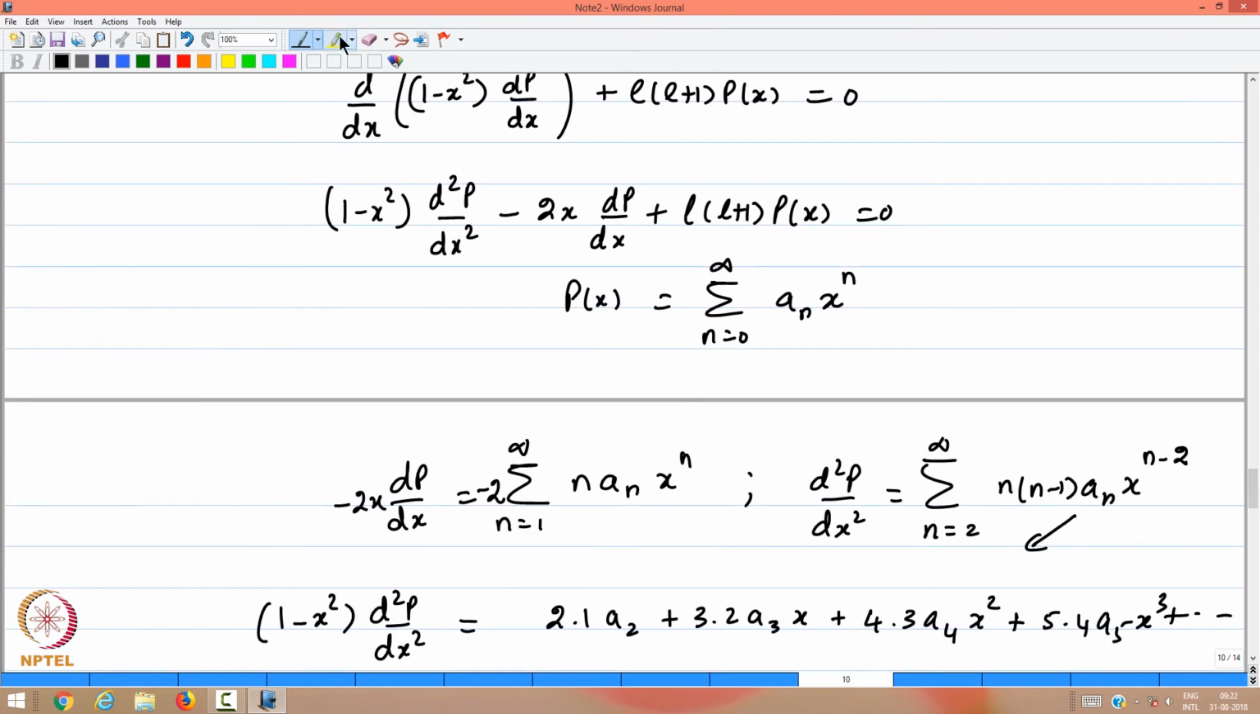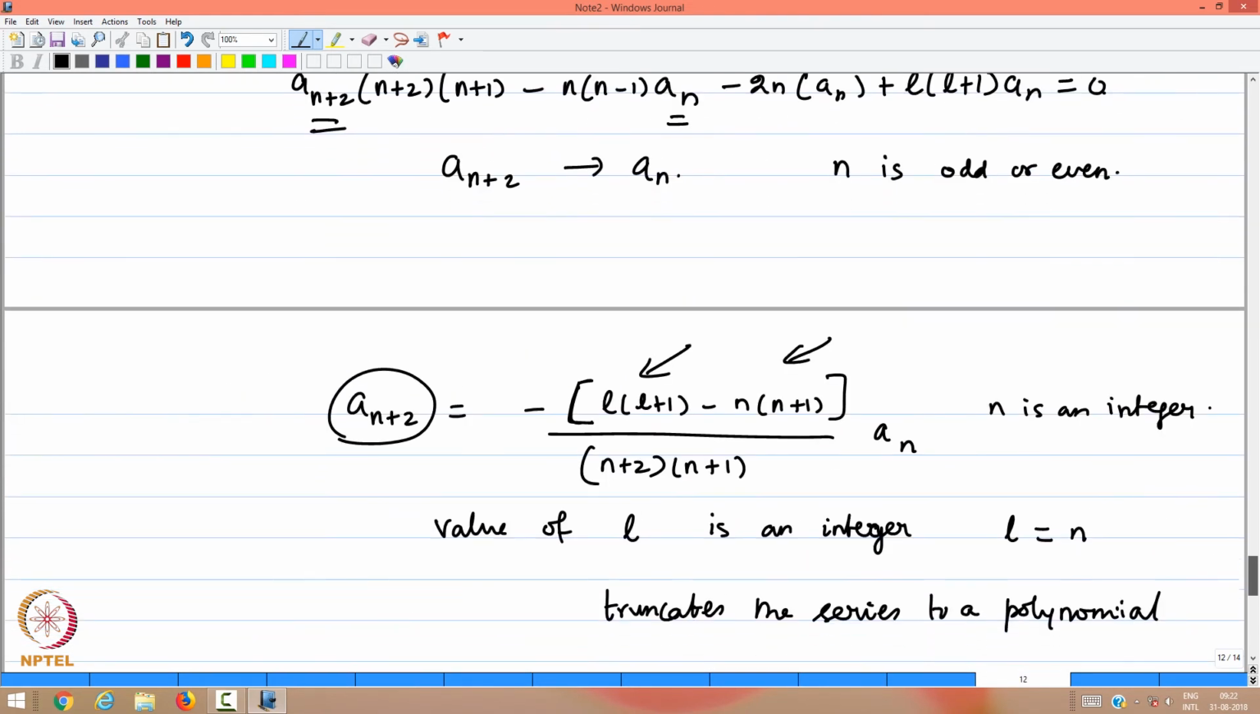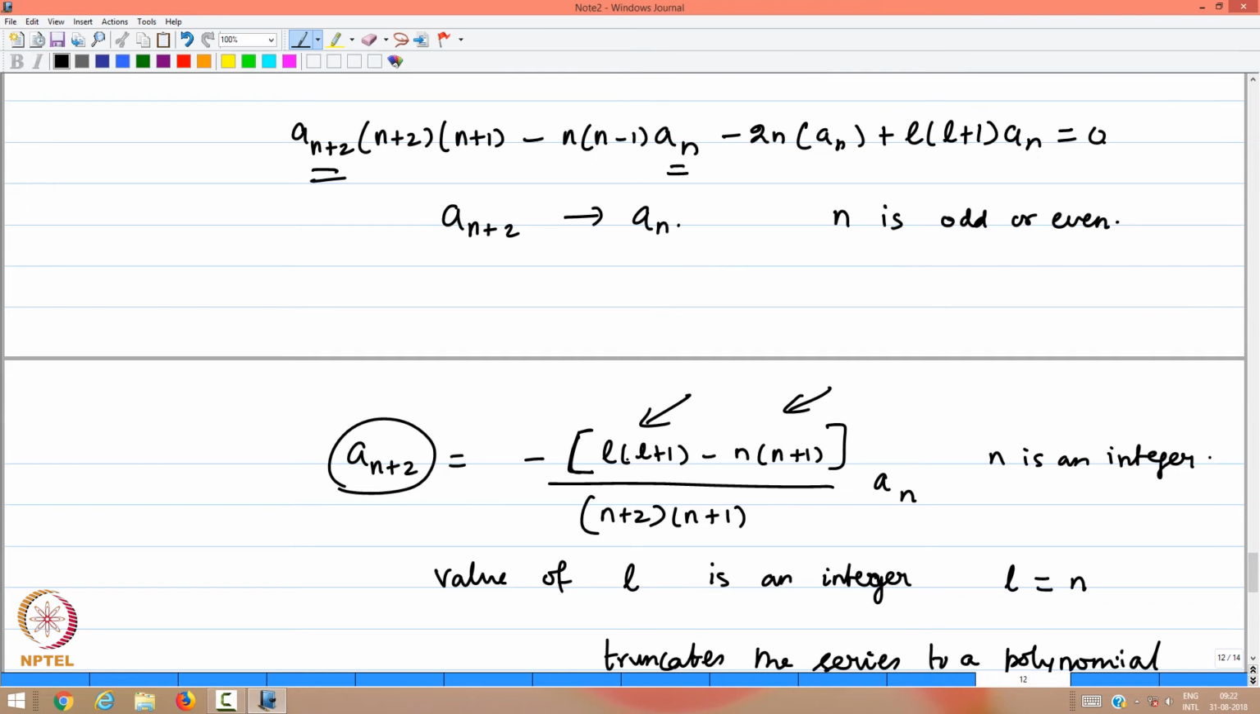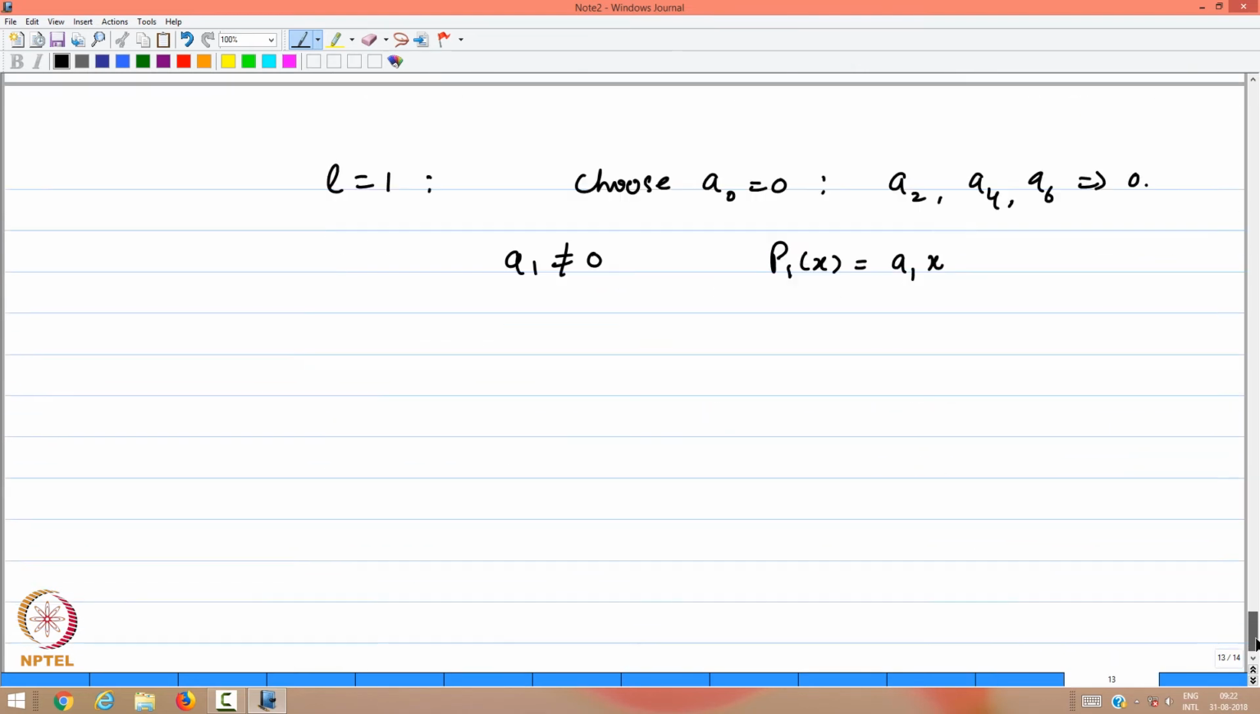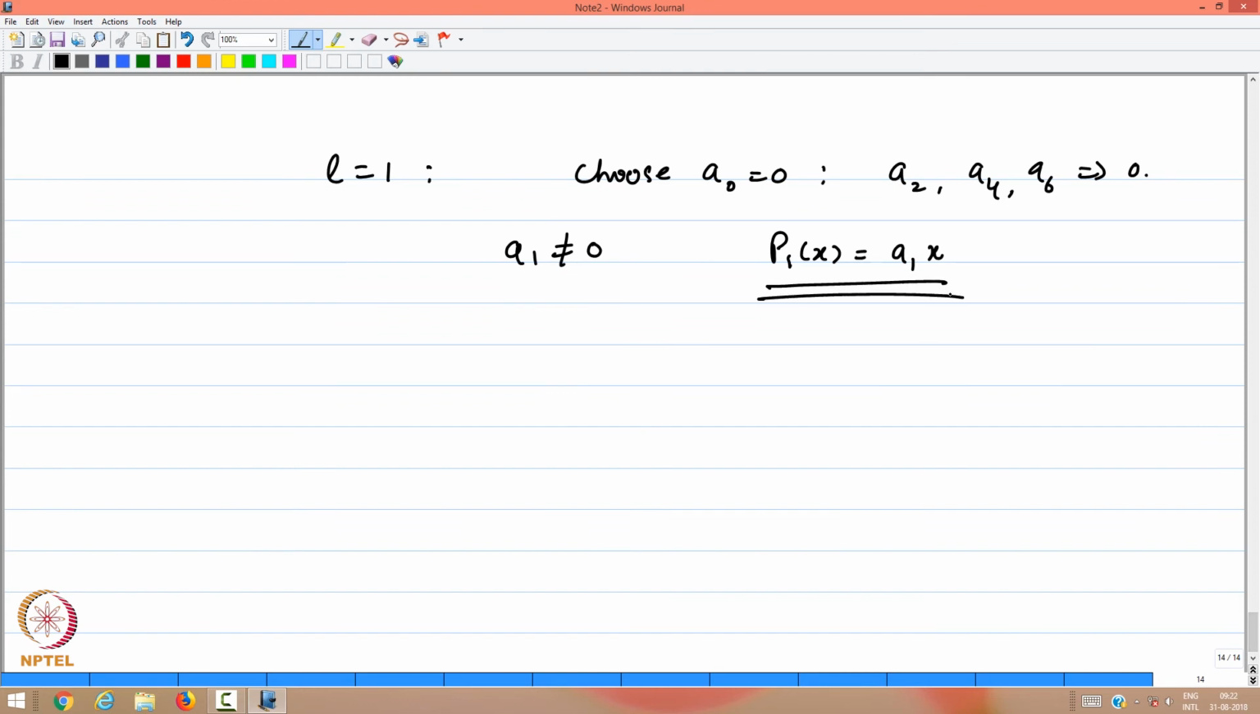and we have chosen in this series only the term A 1 of x; A naught, A 2 are all 0, A 3, A 5 are all 0 because L is 1. You can see that. A 3 is 0 since L is 1, n is 1. Therefore, A 1 is non-zero, but A 3 is 0. So, you have only one term, P 1 of x is equal to A 1 of x.